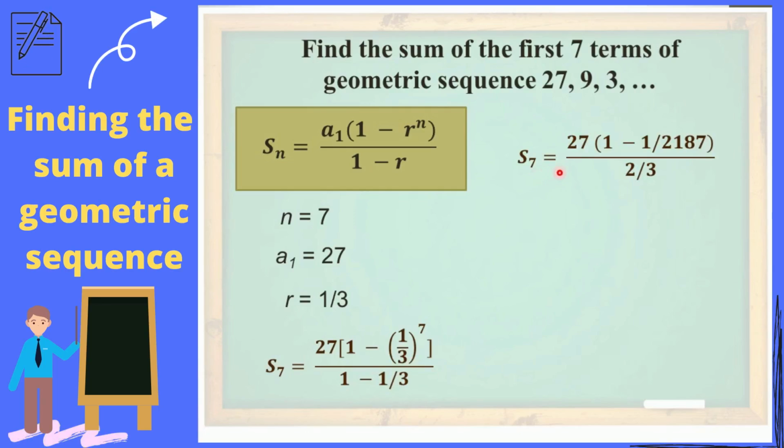And S sub 7 is equal to 27 times the quantity of 1 minus 1 over 2,187. We get this 1 over 2,187 by evaluating the quantity of 1/3 to the 7th power. Next, S sub 7 is equal to 27 times 2,186 over 2,187 all over 2/3. So how did we get 2,186 over 2,187? So that is by simplifying 1 minus 1 over 2,187. And that is the result, 2,186 over 2,187.